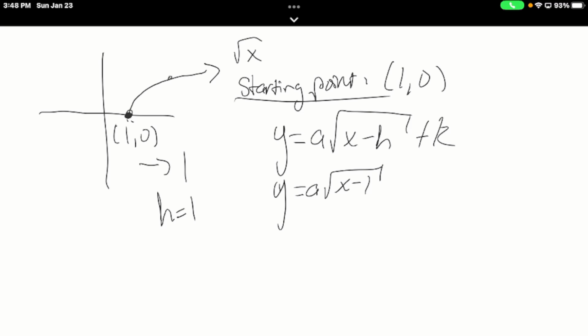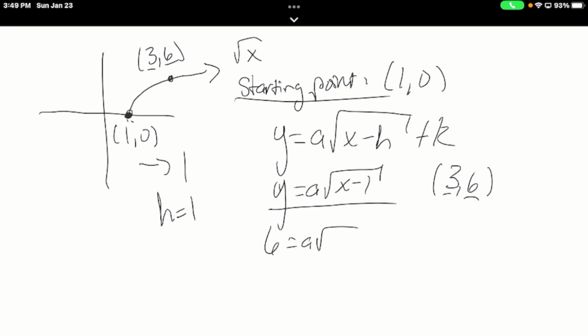So let's say I give you another point, and I'm going to make that point something like 3, 6, hypothetically. If I'm given that point, I'm going to take my equation that I have right now, and take the x and y value of my other point, plug it in, and see what happens. So I'm going to take the 3 and plug it in for x, and the 6 and plug it in for y. So I get 6 equals a times the square root of 3 minus 1.